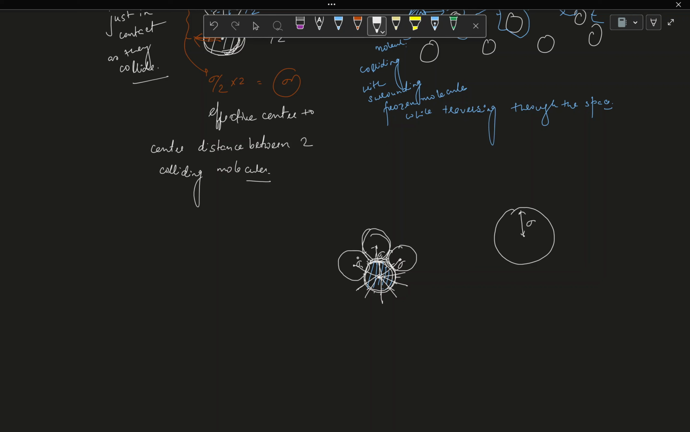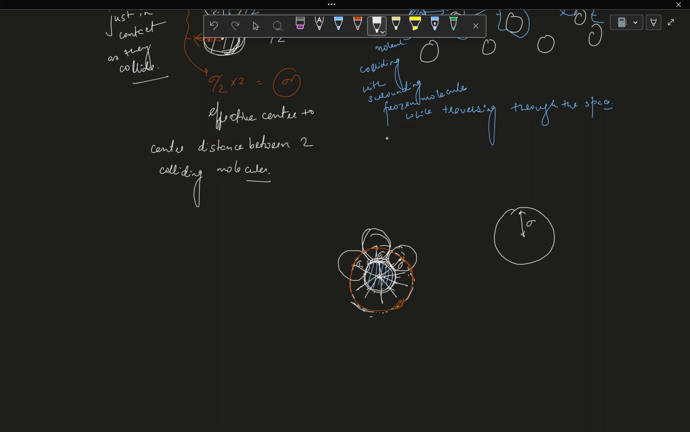Okay, so you can think of this as somewhere around here, from this point. If you draw a line around it, you can see that all the molecules whose center touches this red line will be the most probable to collide with this moving molecule in between, because then their surfaces will touch and they will collide. So this is just an effective idea.